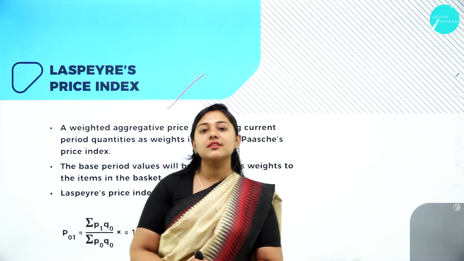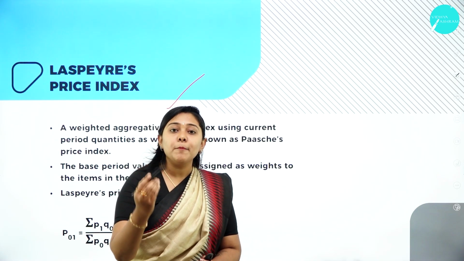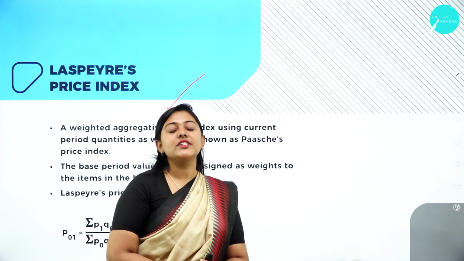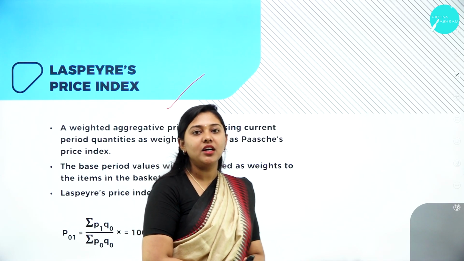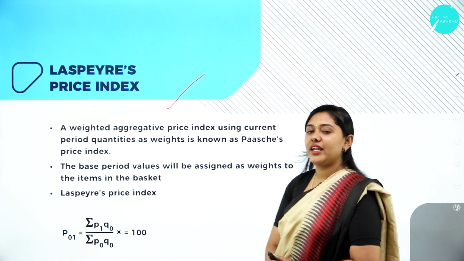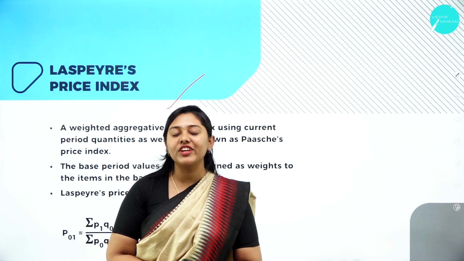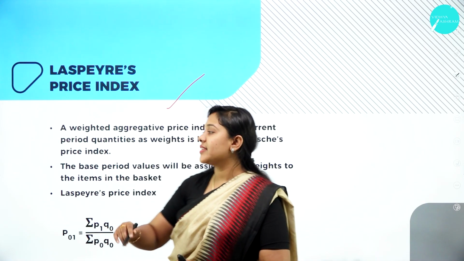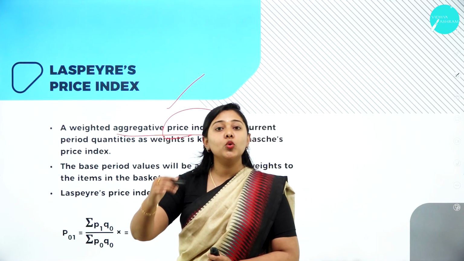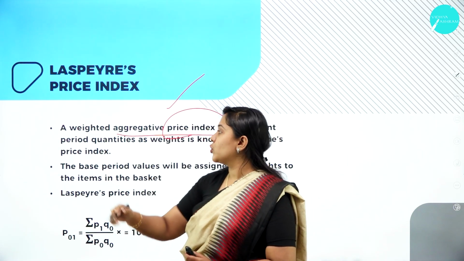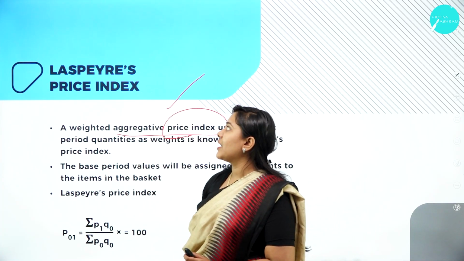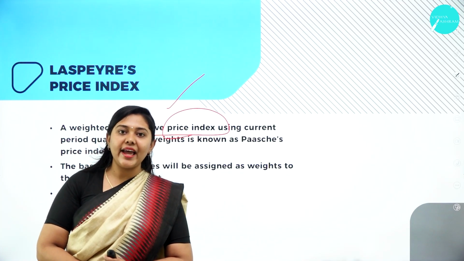In the last class, we discussed the simple aggregate method, and we also discussed the weighted aggregate price index method, and we solved problems on it. In today's class, we'll be discussing the weighted aggregate price index method. There are mainly two methods used to assign the weight and calculate the index. The first method is the last price index method.